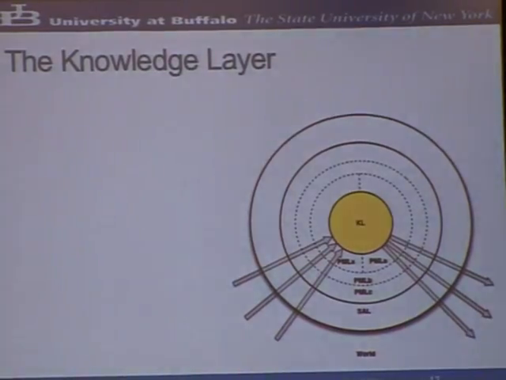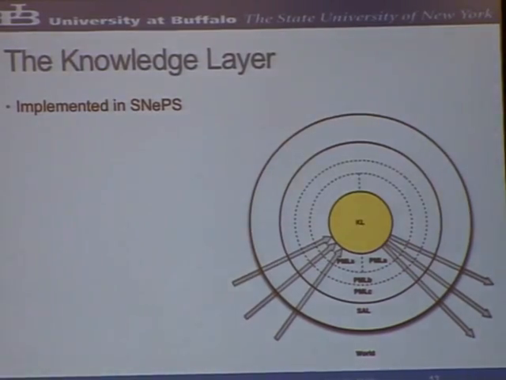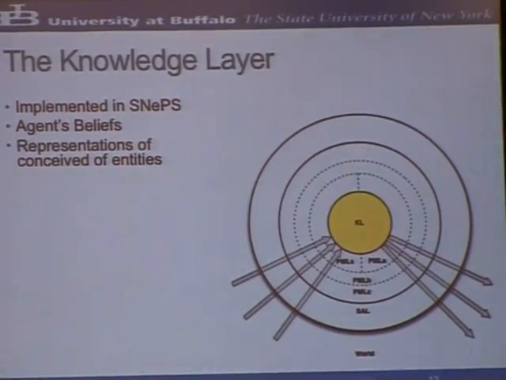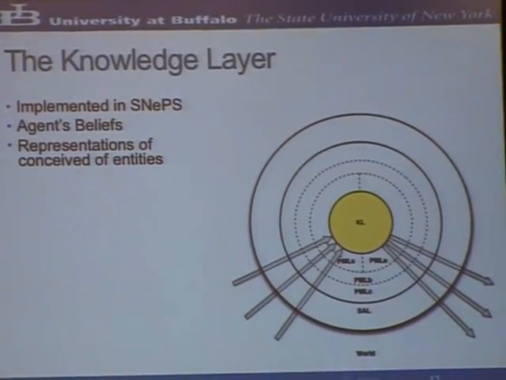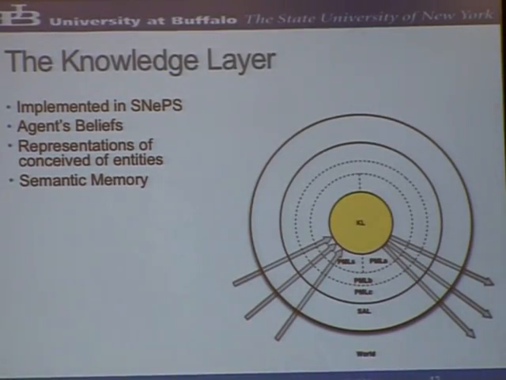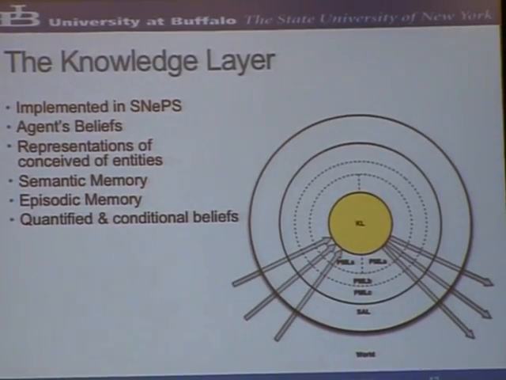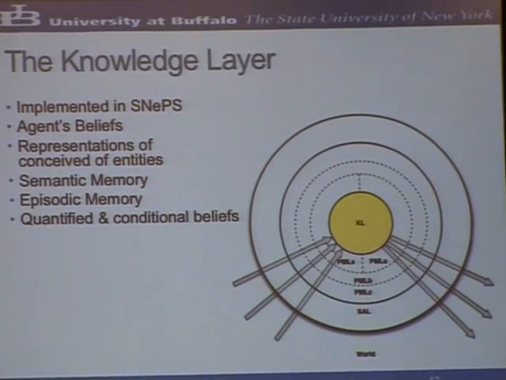Finally, the knowledge layer is implemented in steps, and that's what we've done the most work on in my group and myself. It contains the agent's beliefs, representations of conceived of entities that the agent has thought of. It holds both semantic memory and episodic memory for those agents that have a model of time. I'll say more about that a little later. Quantified and conditional beliefs, that is, propositions that are like quantified formulas in predicate logic and with connectives.